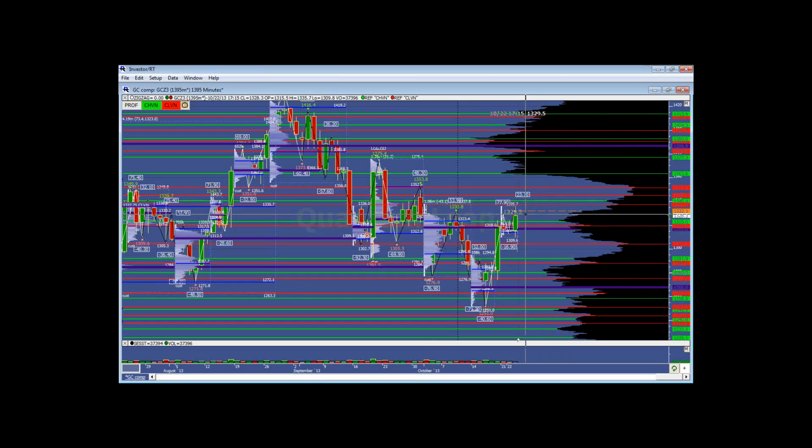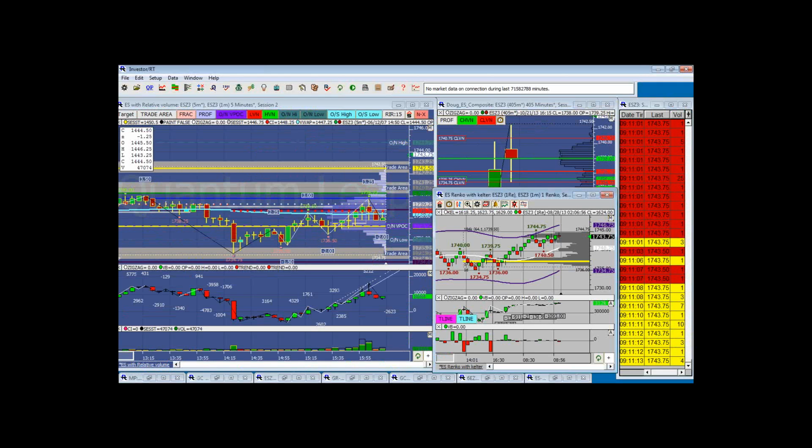But again, I'm anticipating that we'll spend another day in here rotating in this distribution zone between 37.25 and 13.0430. So that's what I'm looking at. Howard, over to you.